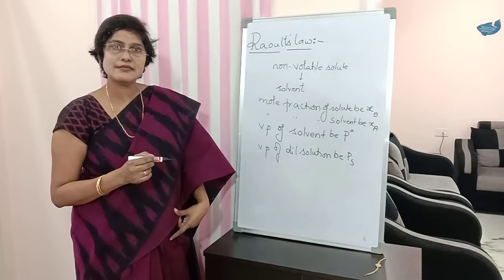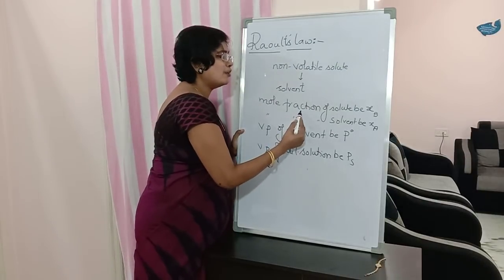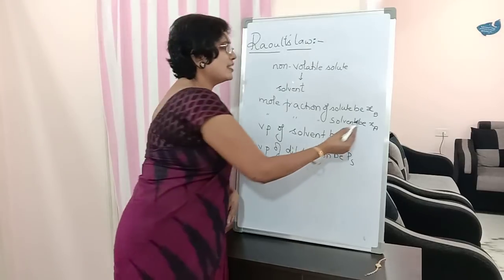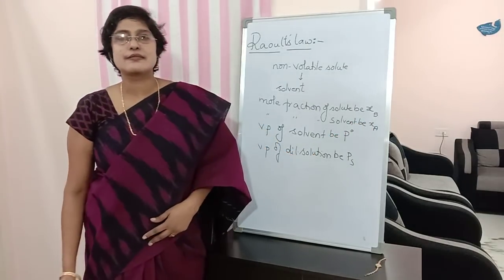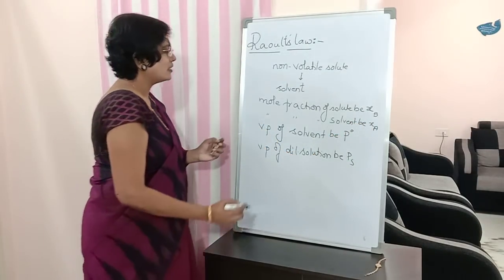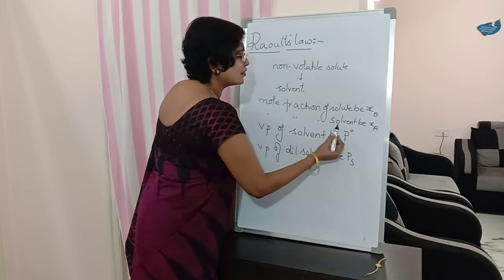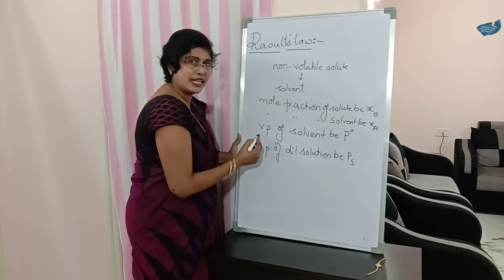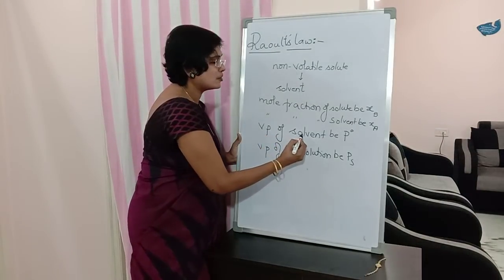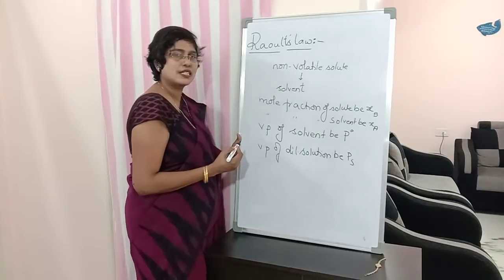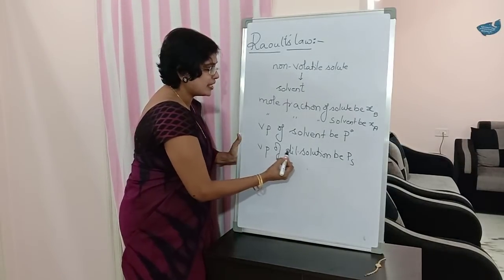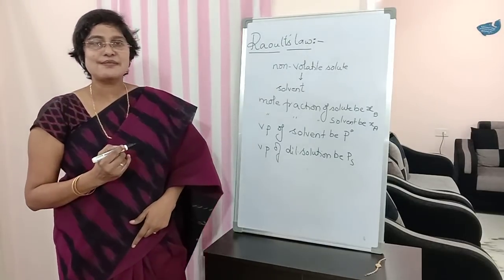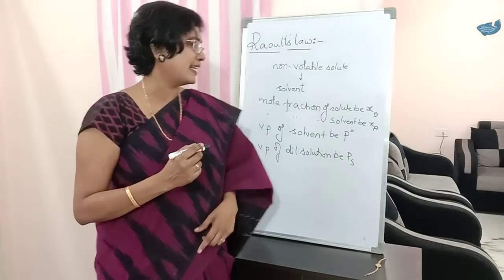Written? Now, let the mole fraction of solute be XB, students. This is small x, capital B. Written? Next, let the mole fraction of solvent be XA. Next, below write down, let the vapor pressure of solvent be P naught and let the vapor pressure of dilute solution be PS. Now, what is Raoult's law stating?